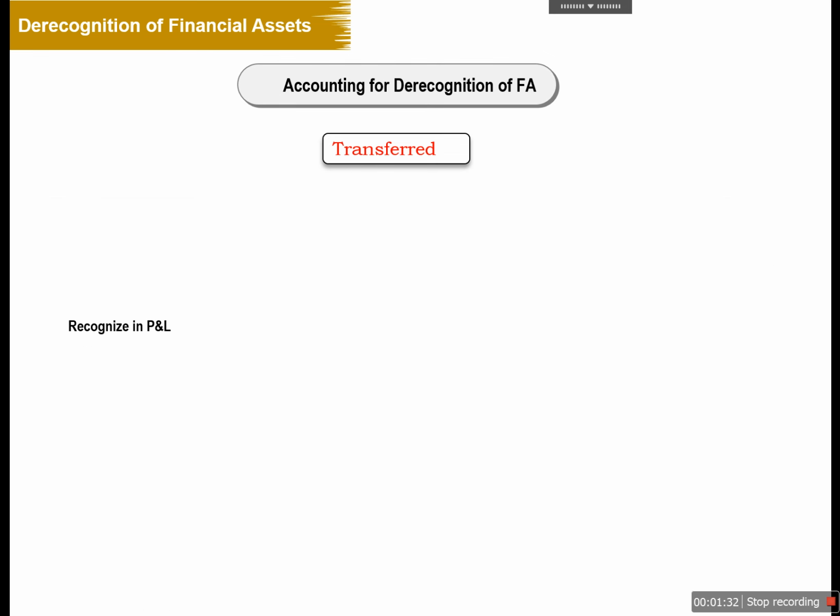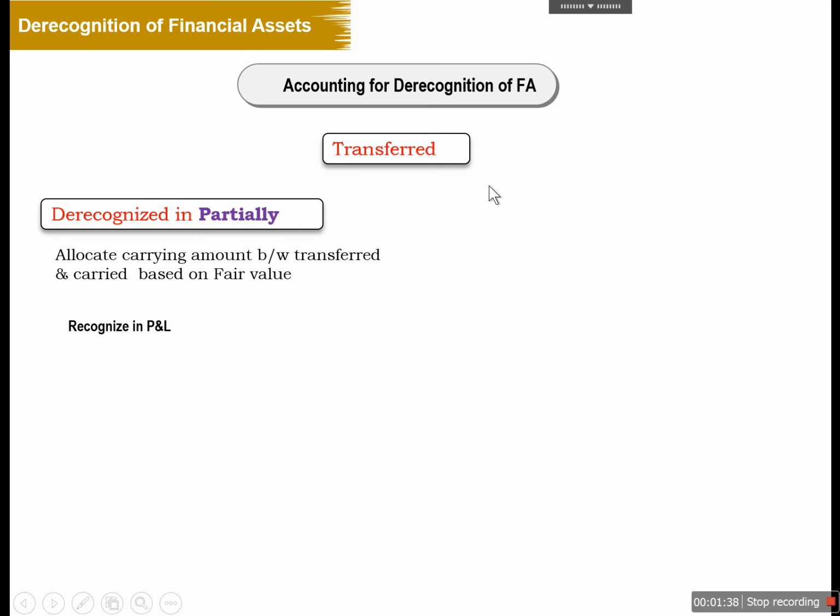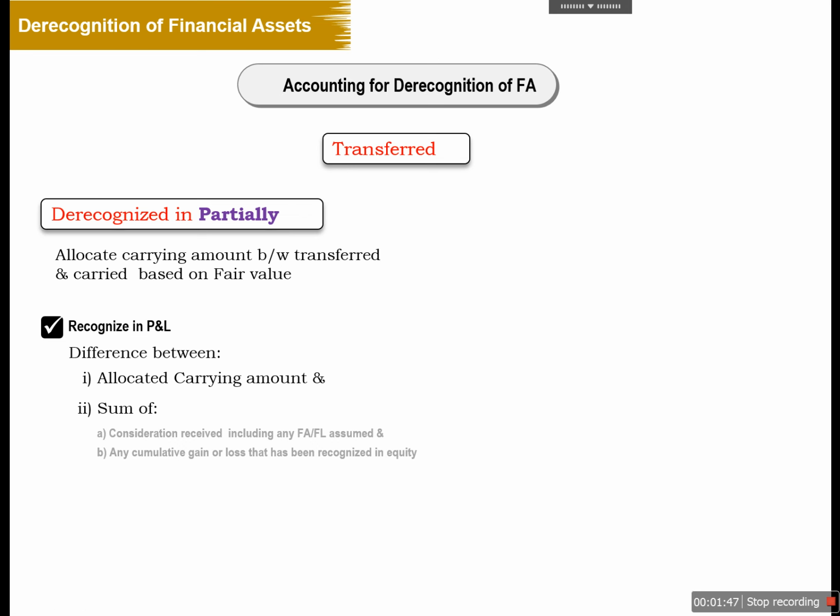accounts. In another case, where there is a transfer of financial asset but only partially, in that case we need to allocate the carrying amount between the transferred and retained parts based on the fair value of the asset, and the accounting will remain the same. We need to recognize in P&L the difference between the allocated carrying amount and the sum of consideration received, including adjustment for FA or FL assumed and any cumulative gain or loss that has been recognized in equity.